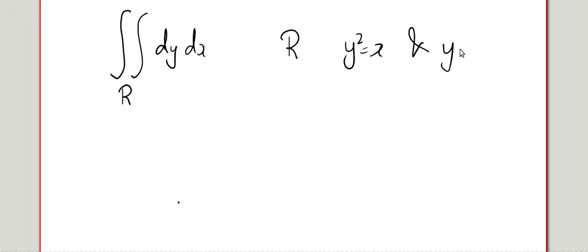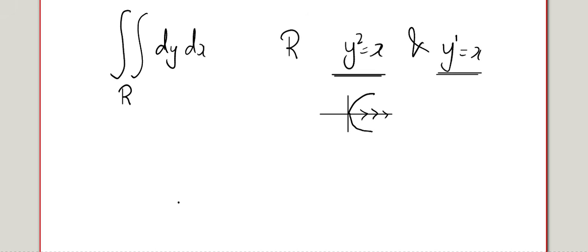Evaluate the double integral over R dy dx, and R is the region bounded by y square equal to x and y equal to x. Now look at this, y square equal to x we just discussed. It is a parabola symmetric about the x-axis, and since the right hand side is positive, it is clearly open in the positive x direction.